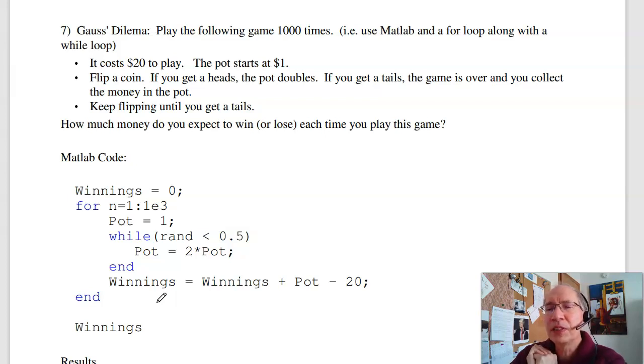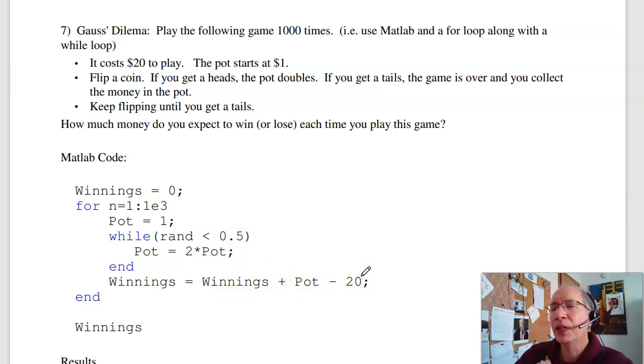Problem 7 is Gauss's dilemma. This is kind of a famous problem in statistics. In theory, the winning should be infinite. The way the game is played is I put $20 in the pot, or it costs $20 to play, and the pot starts at $1. I'm going to flip a coin. If I get a tails, rand is less than 0.5, I'll double the pot. Keep doubling the pot until I get a heads, then I kick out. When I kick out, the game is over. I collect the pot minus the $20 to play.